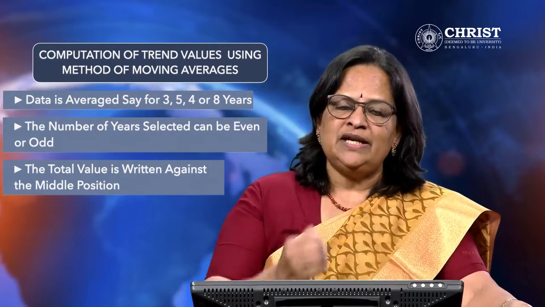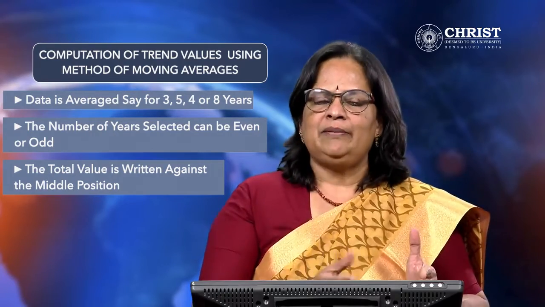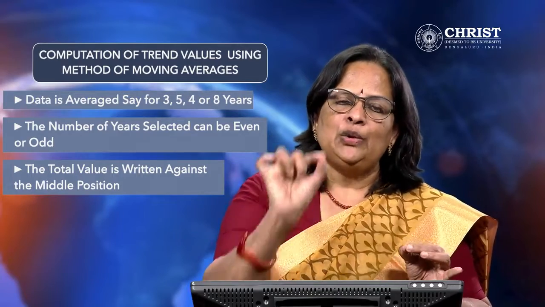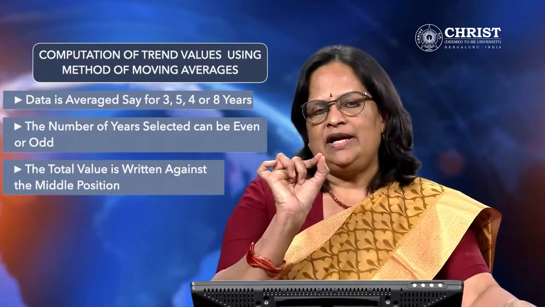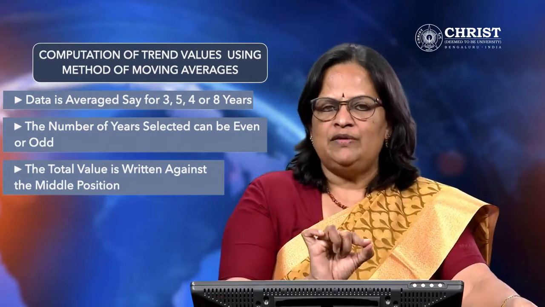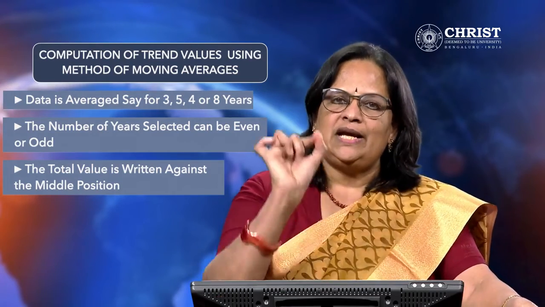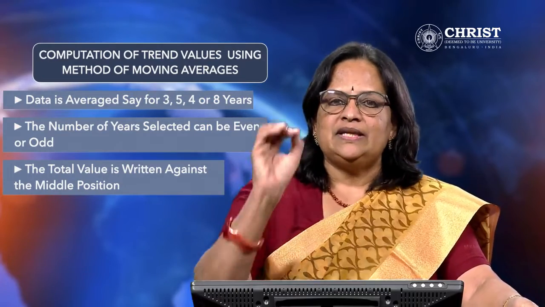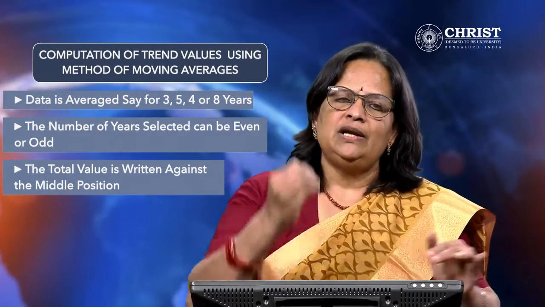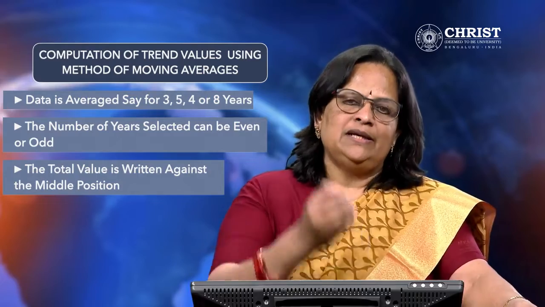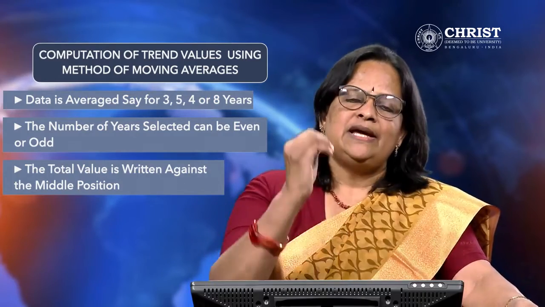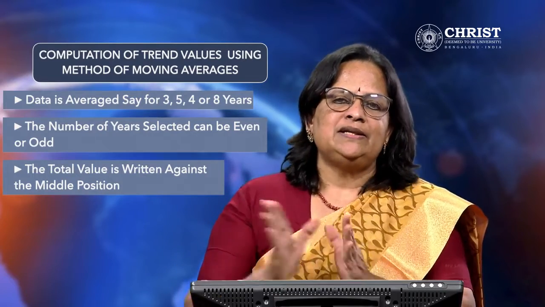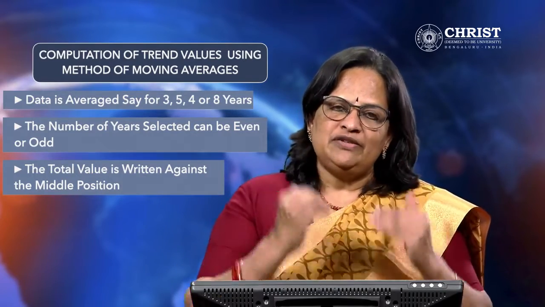I am talking about the odd numbers now. If you are taking a 3-year average, and you take the 3-year total, you will write the value against the second year. So the first 3 years we will take the total and write the total against the second year. Then the average also will come against the second year. If you are taking a 5-year total, you will write the total against the third year because that is the middle year. The average also you write against the third year. So this is possible if it's an odd year.